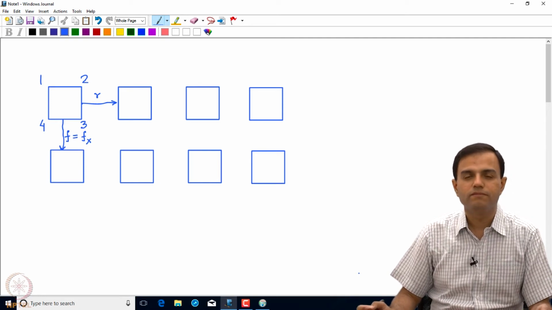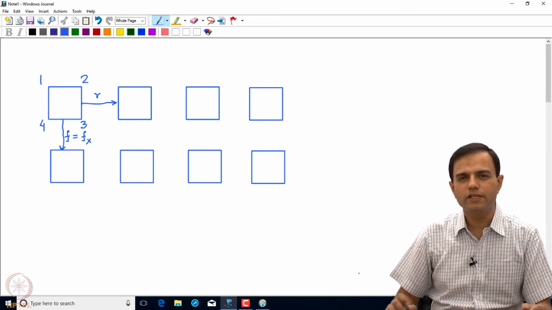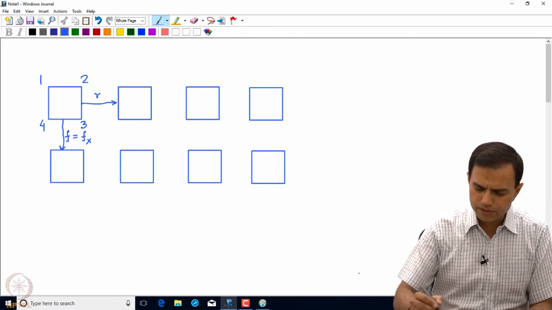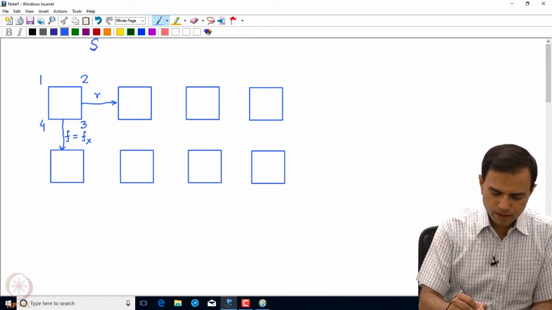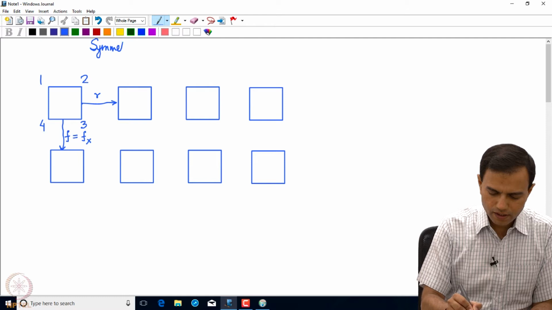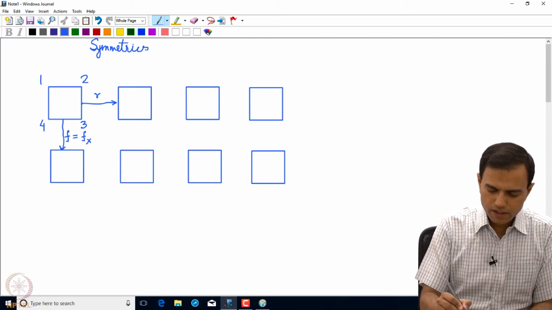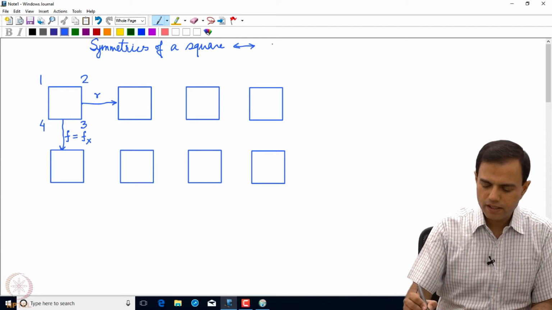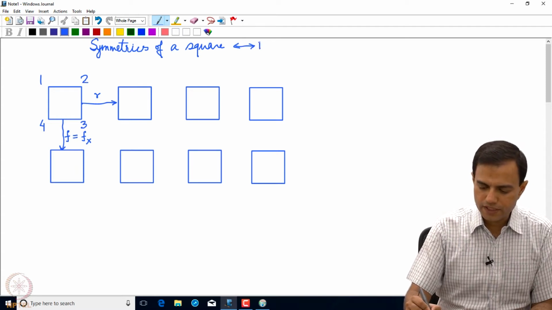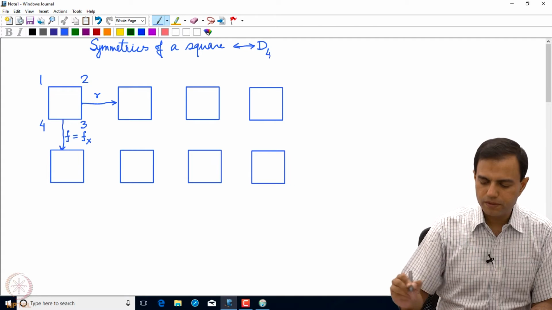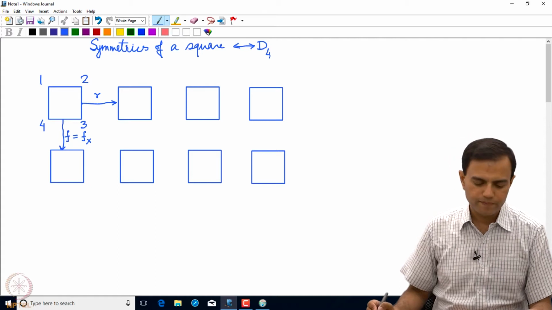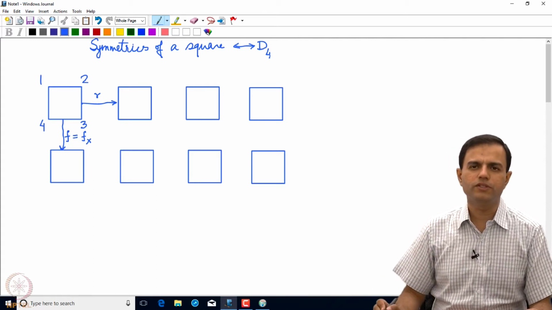For that, we begin with an example, which you have already seen in one of the earlier lectures, and this example is about symmetries of a square. As I said during previous lectures, they form a group. The group is called D4. 4 stands for 4 sides of a square. So let's see what are all the symmetries of a square.